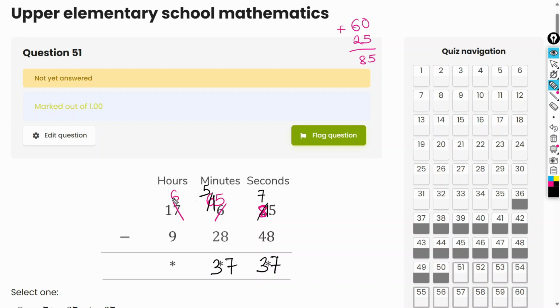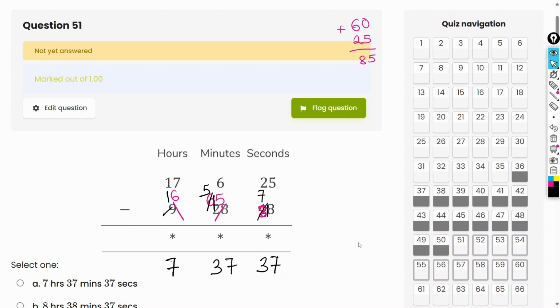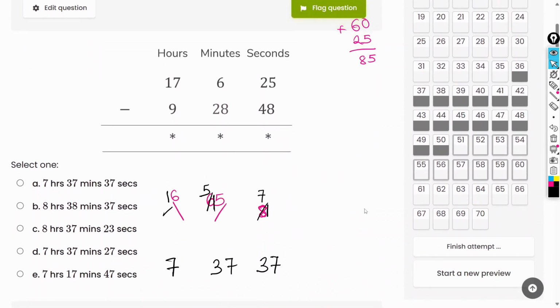And then we move to the hours place. 6 minus 9 wouldn't work, so we carry this 1 over, it becomes 16 minus 9, which is 7. So our answer would be 7 hours, 37 minutes, 37 seconds. 7, 37, 37, right here.